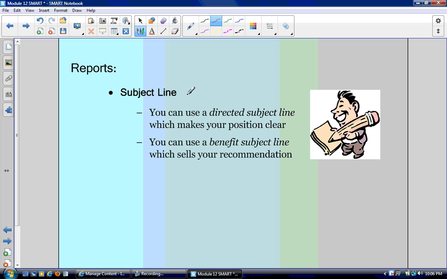In a report, and if it's a persuasive report like a feasibility or justification report, you can use a directed subject line, which makes your position clear. So if you've been asked to write some kind of recommendation, you might just go ahead and title your report something like recommendation to purchase new sales office in Poughkeepsie. You can also potentially use a benefit subject line which sells your recommendation, like increased sales if we make this next office purchase, and then you'll follow up that recommendation with the details and explanation of your proposal in your report.